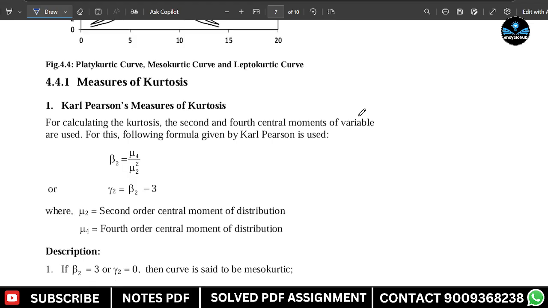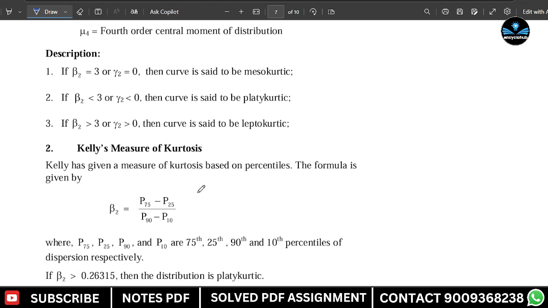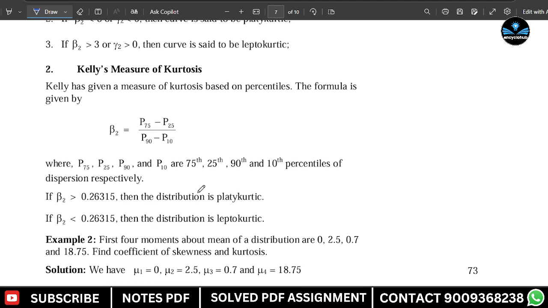For measures of kurtosis, there are different types of measurement. First one is the Karl Pearson method. So these are the two methods. The second one is the Kelley measure of kurtosis. Now the examples are given.